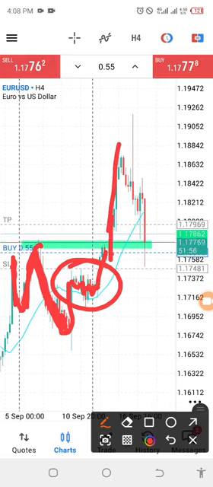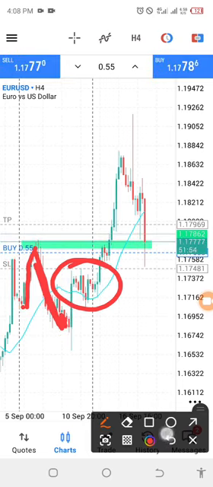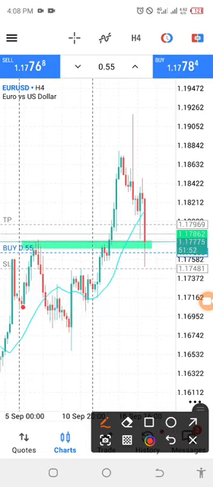Let me repeat again for understanding. So this is our resistance zone. This is the zone that initially stopped price. So price came to this zone here. It could not pass the zone. Buyers could not lift price above this zone, so sellers took over the market. They dropped the market to this point here, then took it up.